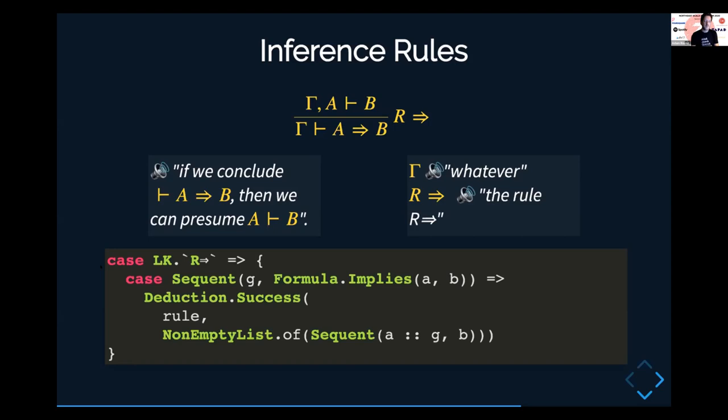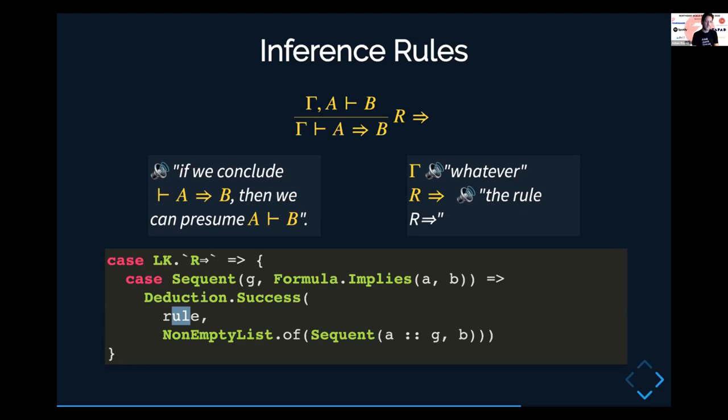So my task as a student of these things was to turn this into code. So this is kind of what it looks like down here at the bottom. Here's my rule. It has a name that I've implemented as a case object. And then there's a bit of matching going on. It says, well, if there's a sequent, and I don't care what its premise is, but if there's an implies, if A implies B, then I want to deduce successfully that this rule worked. That's going to be here.